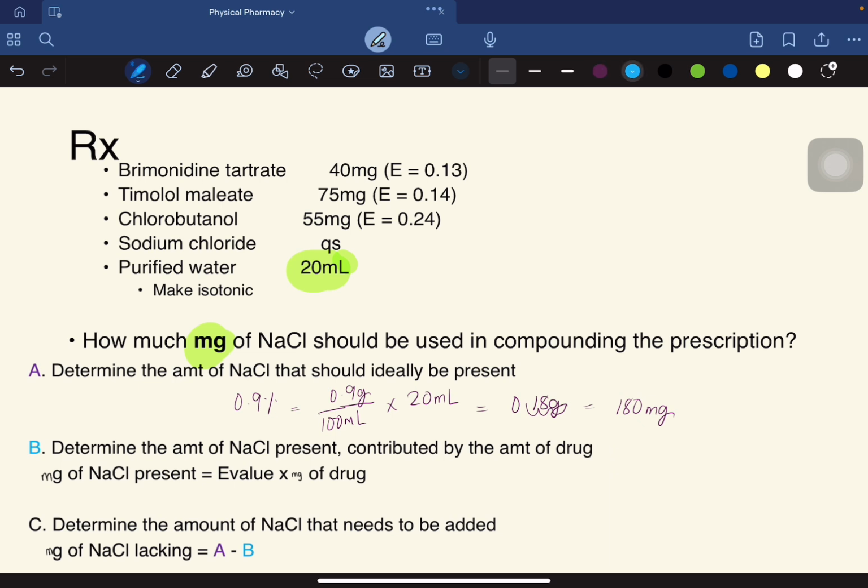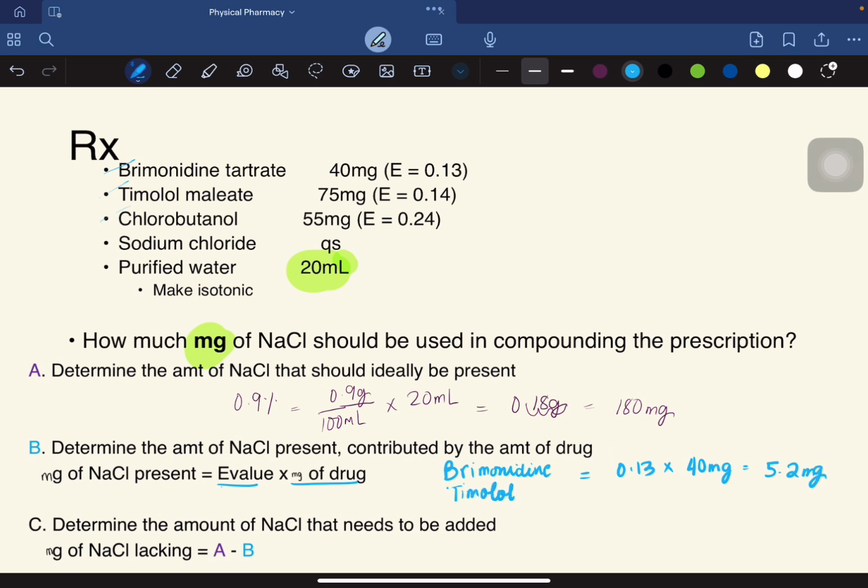Now let's go to step B. As you can see, there are different drugs present. So how are we going to do this? We are just going to calculate the milligrams of sodium chloride present using the E value and the milligrams of drug. Tapos we will add all of our results. For example, let's do brimonidine tartrate. The E value of brimonidine is 0.13 times the milligrams of the drug, which is 40 milligrams. So the answer to this would be 5.2 milligrams. Now let's go to timolol.